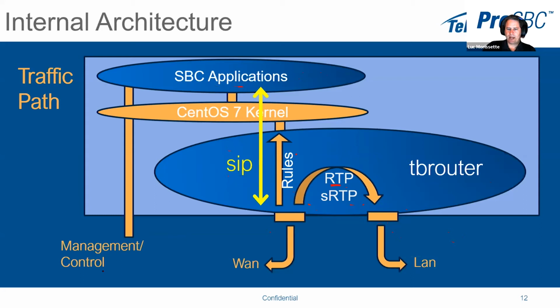You see here the management part is running separately, and this one has direct access to the CentOS kernel and also the SBC applications. It passes separately. It doesn't go through TB router, so it doesn't go through the access control list, the firewall, or anything. So this interface that you use here, you have to be careful that it is not on a public network, so people can have access to this.